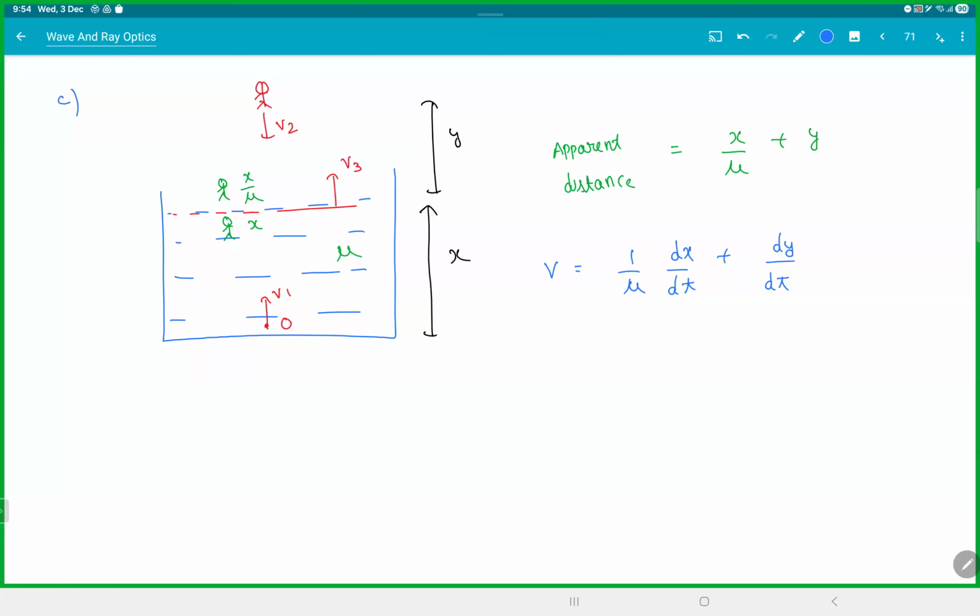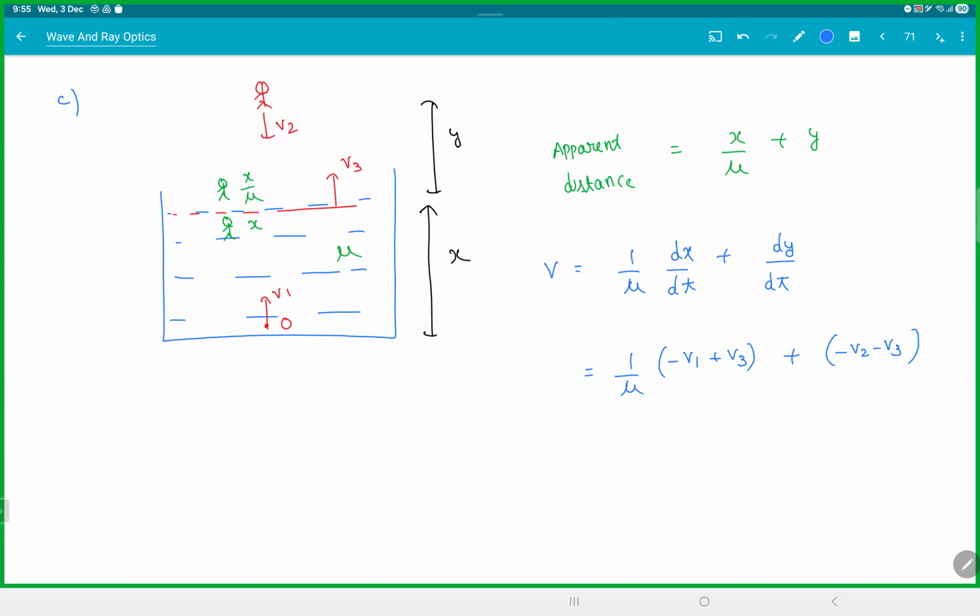What is x? X is the distance between the interface and the object. What is y? Y is the distance between the observer and the interface. Are you clear? So now in the formula, what is x? X is a relative velocity. So 1 by mu. You tell me, is v1 increasing x or decreasing x? When the object is going up, is x increasing or decreasing? X is decreasing, so minus v1. When v3 is going up, is x increasing or decreasing? Increasing, plus v3. dy by dt: when v3 is going up, y is decreasing. When v2 is coming down, y is decreasing. So this is minus v2 minus v3.